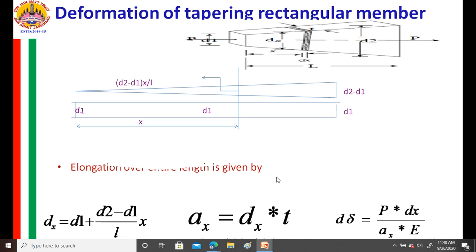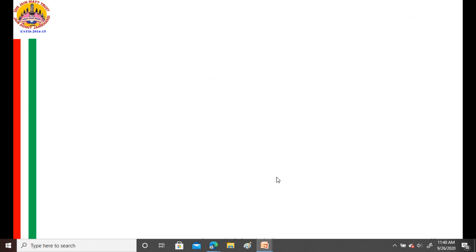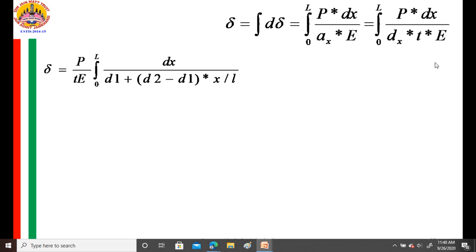Repeatedly he is asking this in the final exam. That is why I am going too slow. Elongation over the entire length is given by, you just integrate that one. Delta is equal to the integral of d delta, that is equal to the limit 0 to L of P into dx divided by Ax into E, and Ax is nothing but dx into T over E. P, T are constant, you are taking them out.